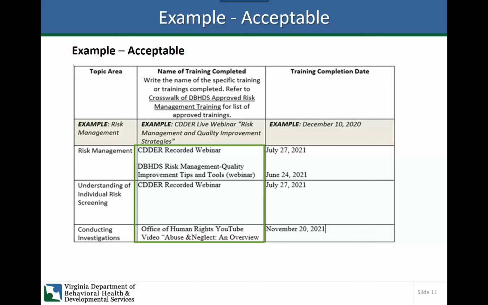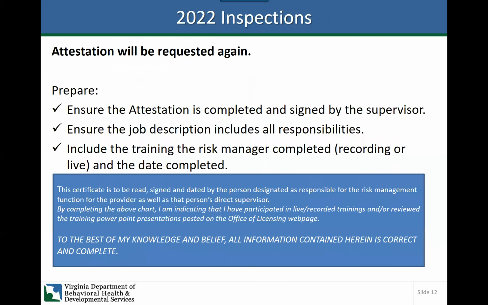So for the next slide, we see that the attestation will be requested again in 2022. So all topic areas should be completed, the dates of the training. Again, read those instructions, but make sure it is up to date with the information because perhaps previously your risk manager had not completed the Office of Human Rights training. It needs to be done.